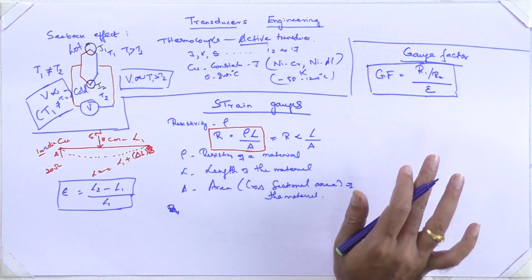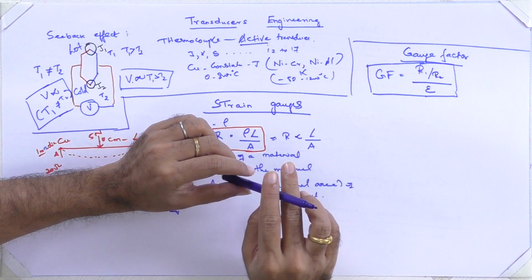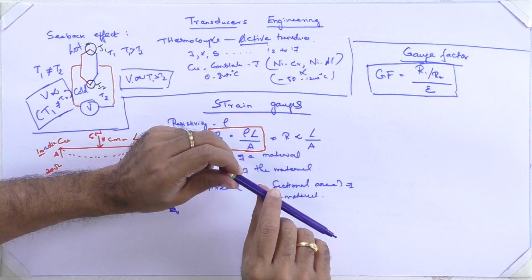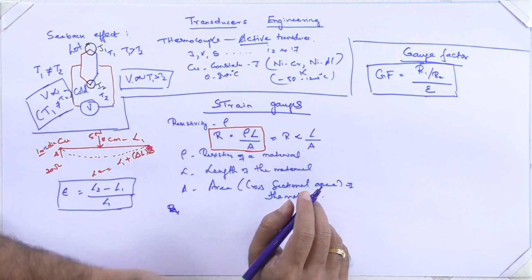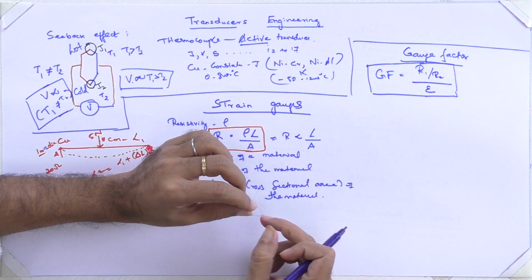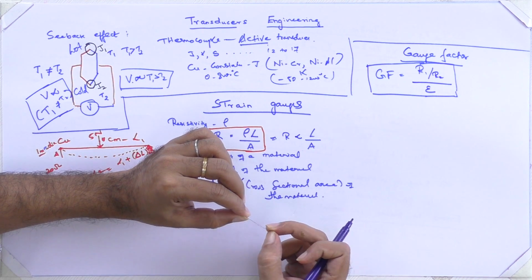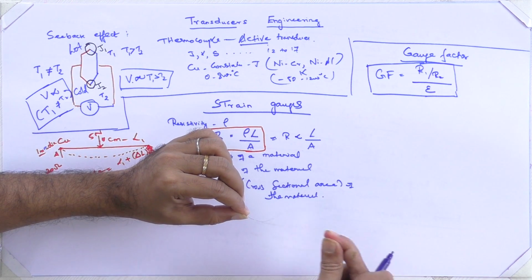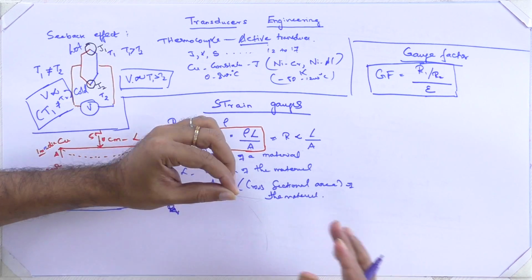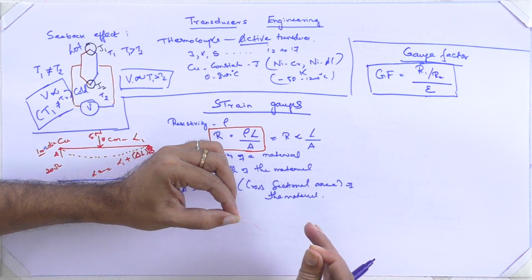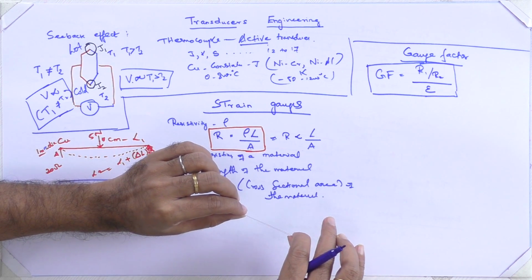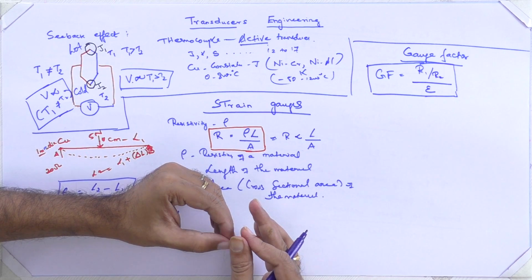This gauge factor is a commercially very important parameter by which you can select strain gauges for different kinds of applications. Now we will see some practical examples regarding strain gauges. First I will just introduce you to a strain gauge. There are different kinds of strain gauges. We will go into details of what the types of strain gauges are now. Before that, I will just introduce you.